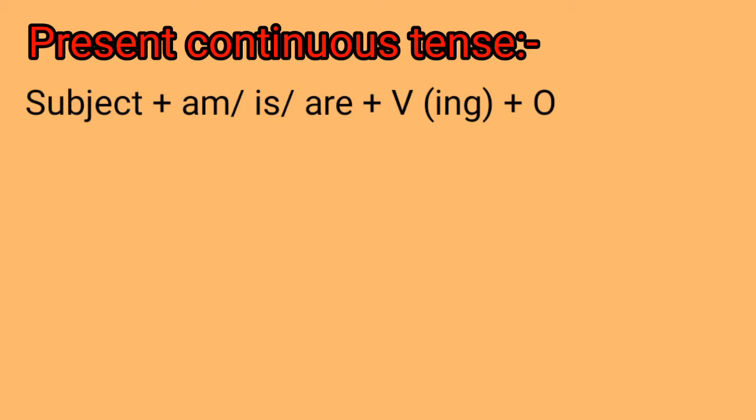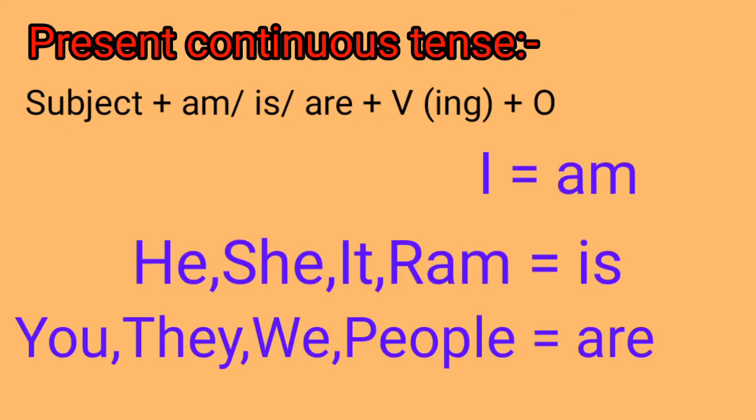Now let's see how to use am, is, are as per the subject. If the subject is I, you will use am with that. If the subject is singular, like he, she, it, or any name of a person, you will use is. And if the subject is you, we, they, or any plural subject, you will use are with them. In this way, you have to use am, is, are helping verbs.